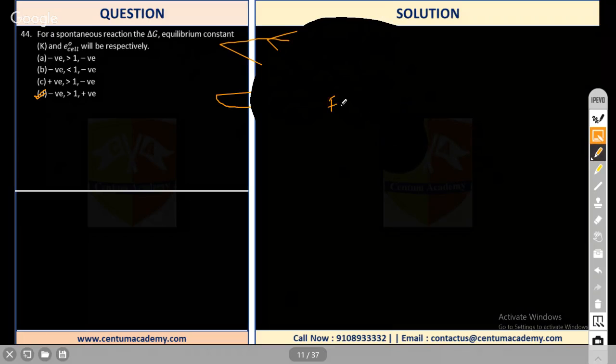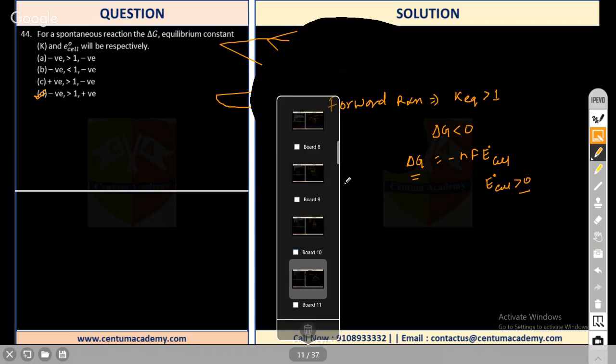Okay, so forward reaction is possible when K equilibrium is greater than 1. Spontaneous, so delta G should be less than 0, negative. And we also know delta G is equal to minus nFE naught cell. For this to be negative, this E naught cell must be positive, greater than 0. Hence option D is right. All of you have got this already, so I'll move on to the next question.